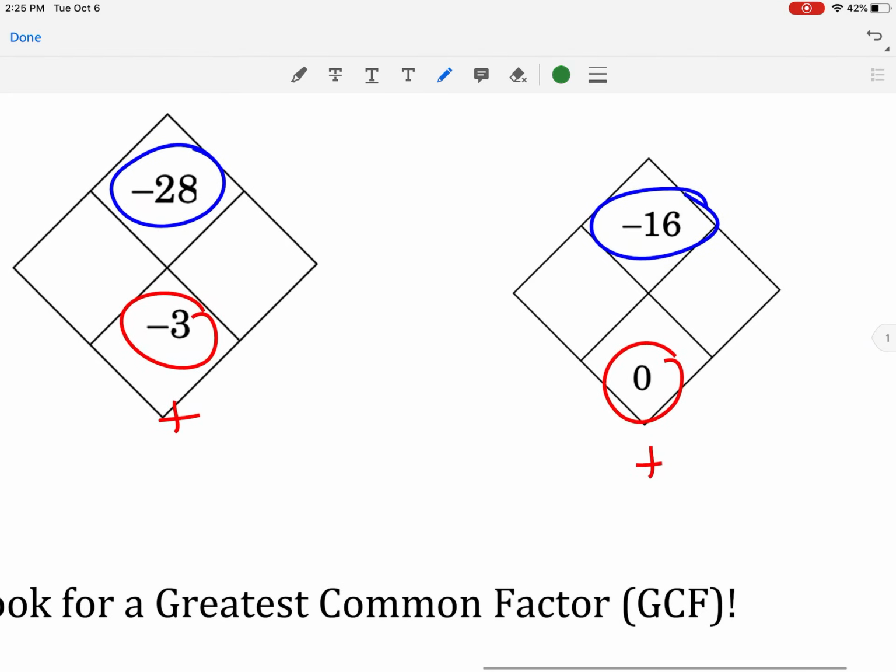So go ahead and pause the video and try these two questions. So they have to multiply to be the top number and add together to be the bottom number. So I'm going to make my list over here. 1 and 28, but again, one of them has to be negative.